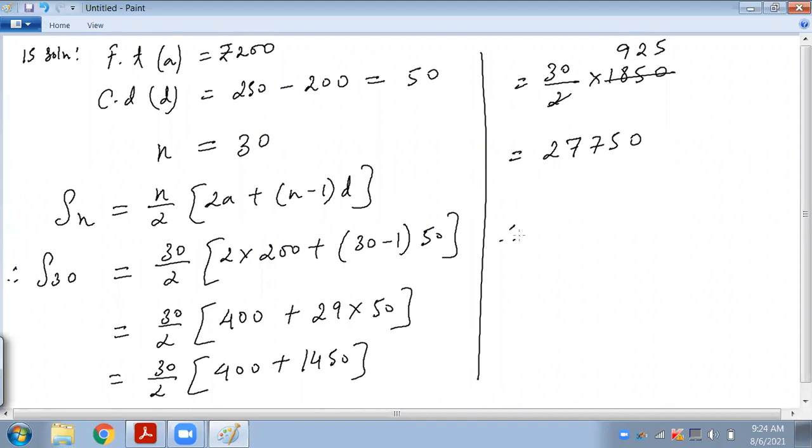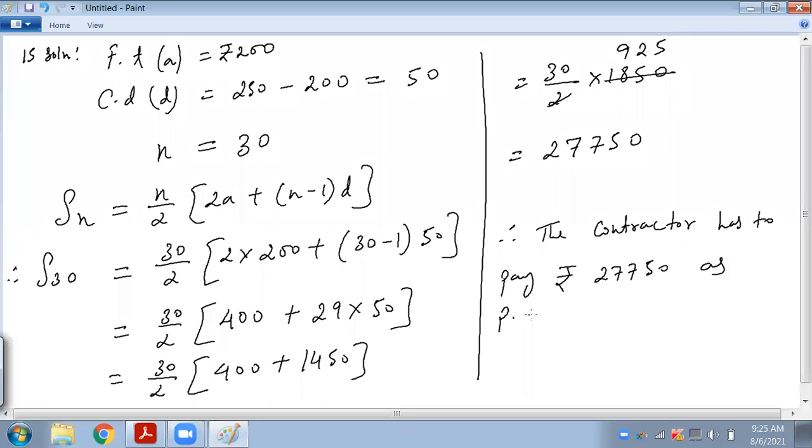Therefore, we can give the conclusion. Therefore, the contractor has to pay rupees 27750 as penalty if he delays the work by 30 days.